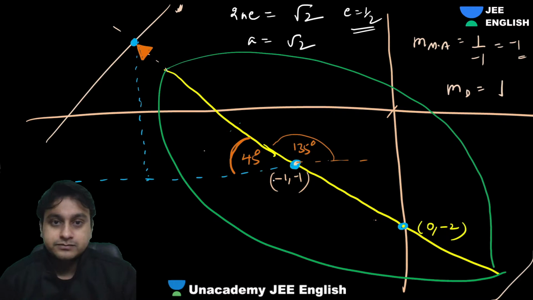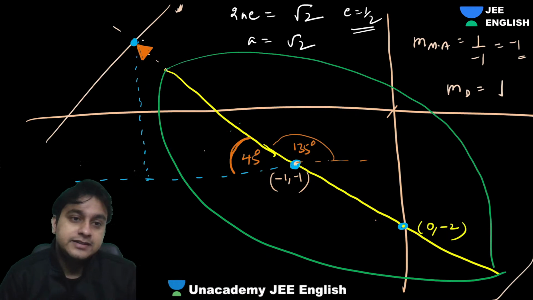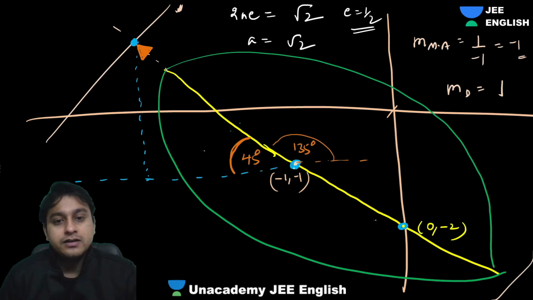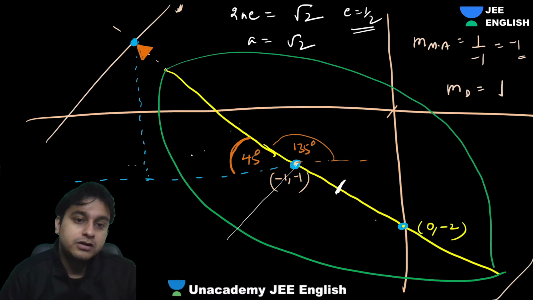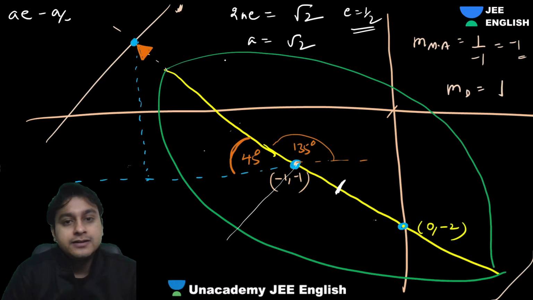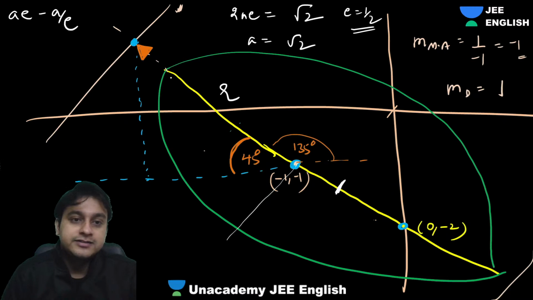First is this distance over here which we were looking at, from this focus, the center is somewhere here, this focus. So this distance, what I'm talking about, will be what? I told you AE minus A by E. Let's call that R. This distance I'm calling R. Okay, great.